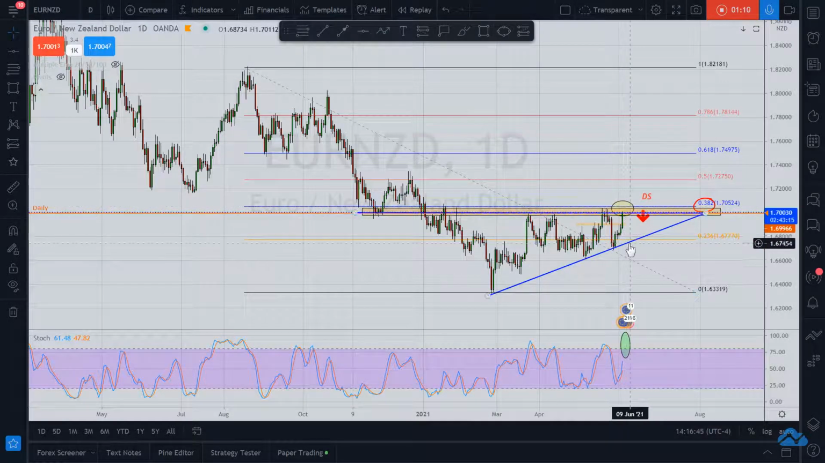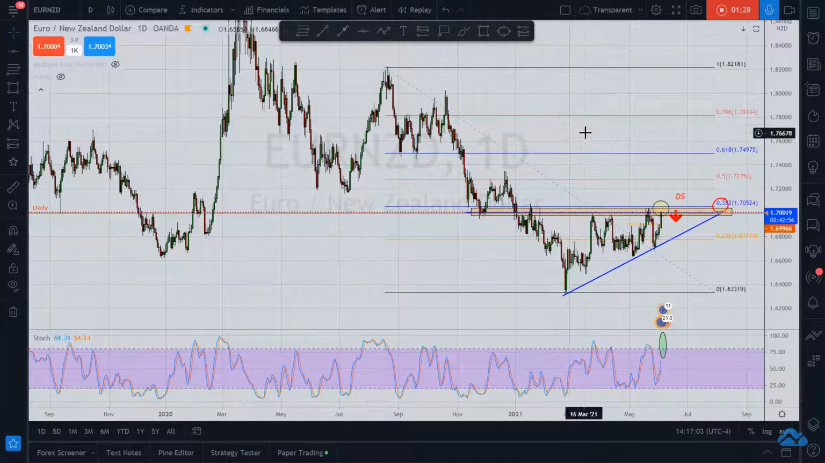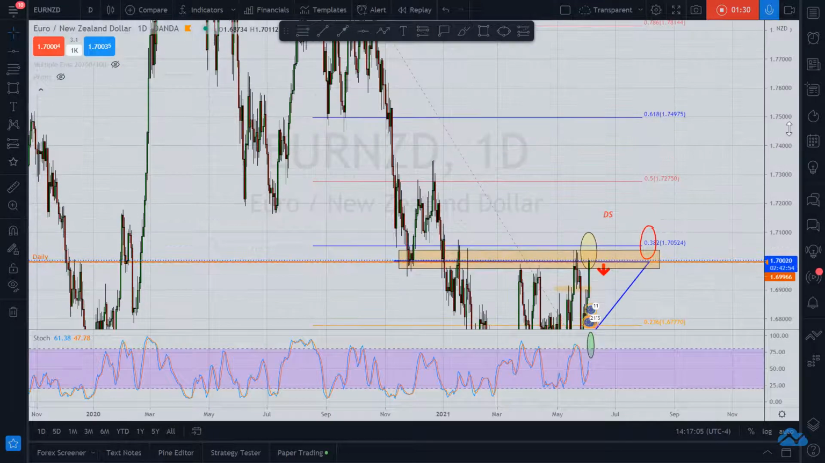I'm hoping that price will make a bearish push through the bottom of this rising ascending triangle, break out and continue on down. So that's the setup. It's a pretty simple setup.